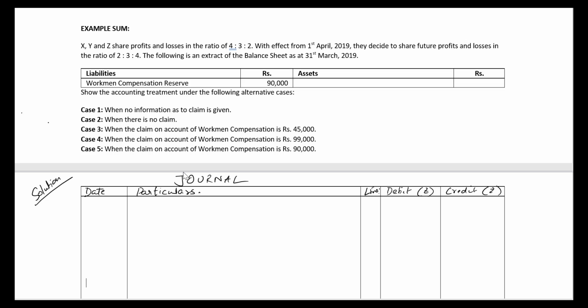Case 1 says there is no information as to the claim which is given. So we assume that the claim against the reserve is 0 and distribute the reserve of 90,000 among X, Y and Z in their old profit sharing ratio, which is 4:3:2. So the date 1st April 2019, we are doing case 1.